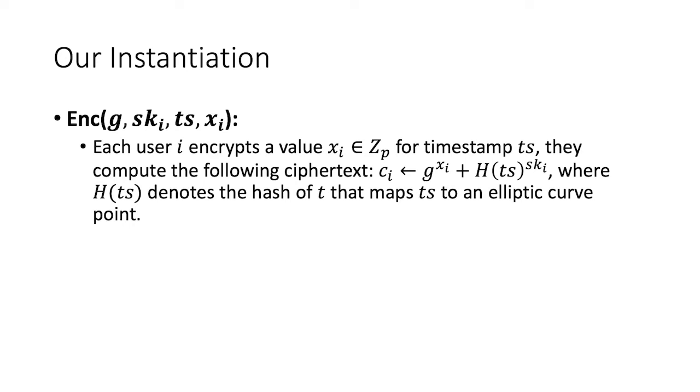Once this is done, you use a cryptographic hash function to take a hash of the timestamp, which maps the timestamp using the hash to an elliptic curve point. Once you have that point, you perform scalar multiplication using your secret key. And once that's done, you add those two individual points together to create the ciphertext.